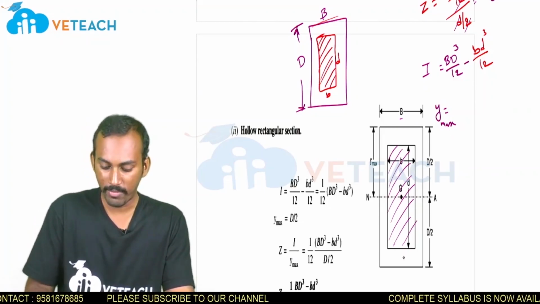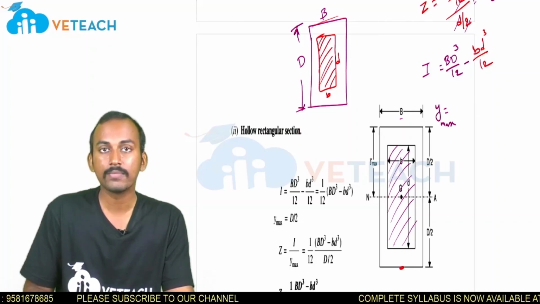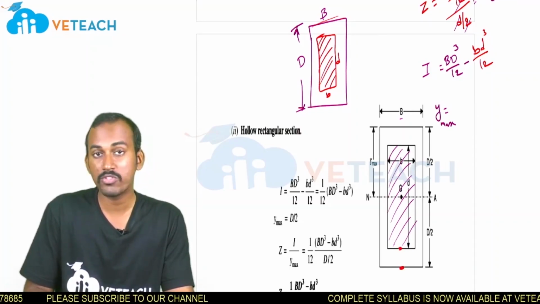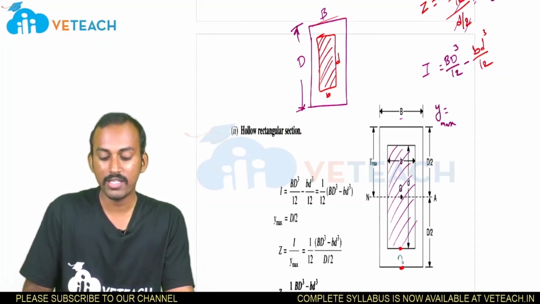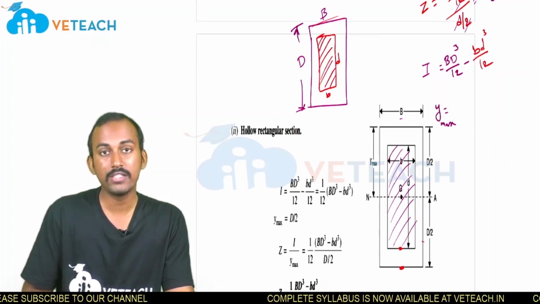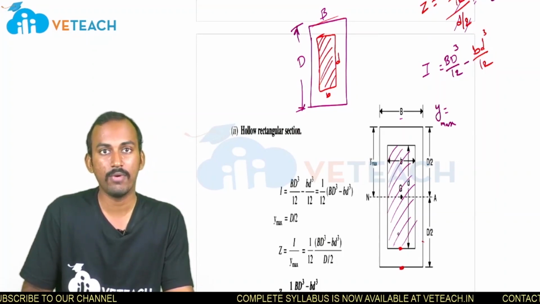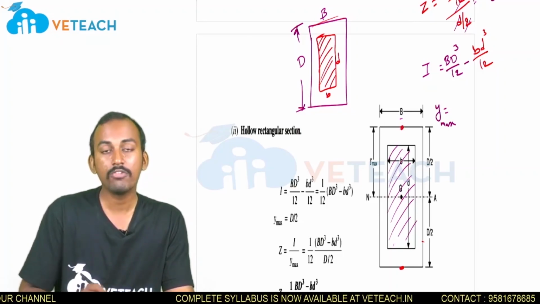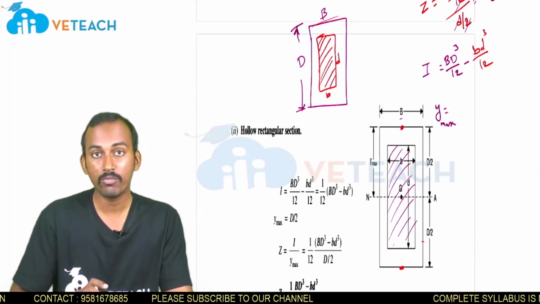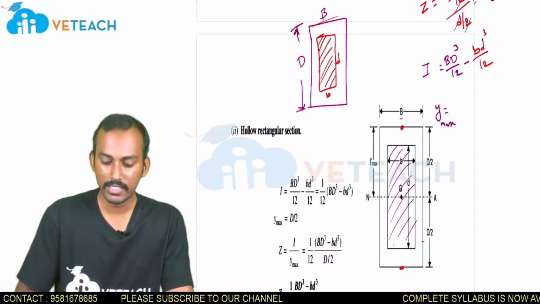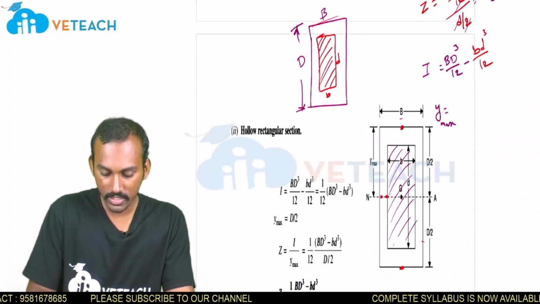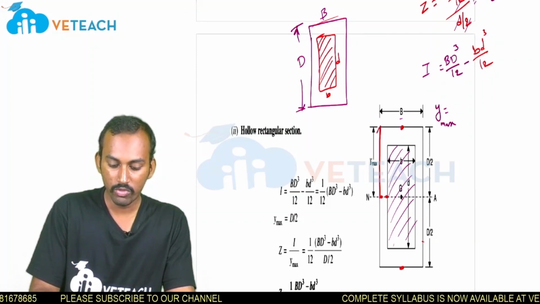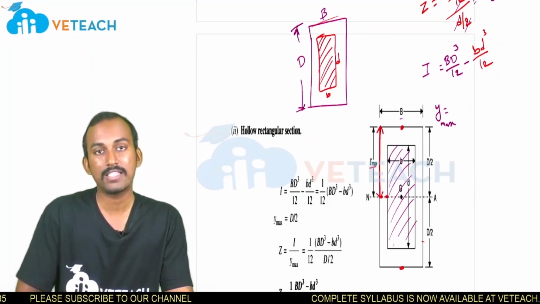So outermost fiber means this is the outermost fiber. Okay, so this is not the outermost fiber. If you consider the distance, whichever is at a large distance, that is the outermost fiber. So this is not an outermost fiber, or this is also an outermost fiber. So these two are the outermost fibers. So y maximum means from the CG to the outermost fiber. So this is the y maximum value.